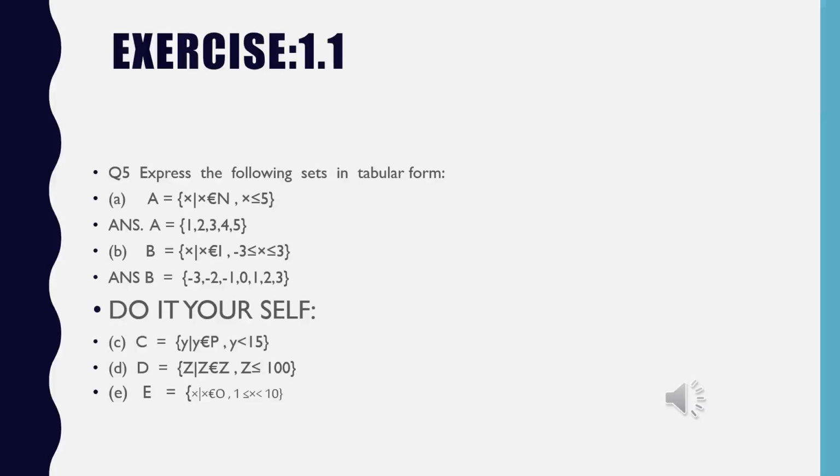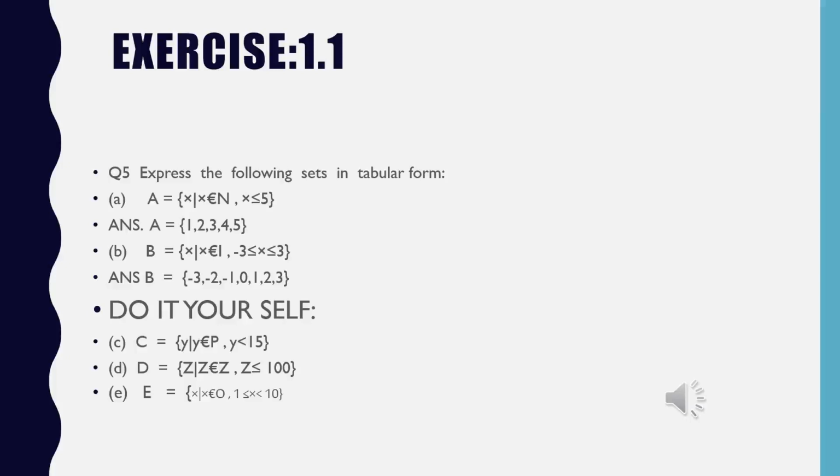D part, the fourth part, that is set D is equal to Z such that Z is a member of whole numbers starting from 0, less than or equal to 100. It means in tabular form you will write 0, 1, 2, dash dash dash, till 100, close the bracket.